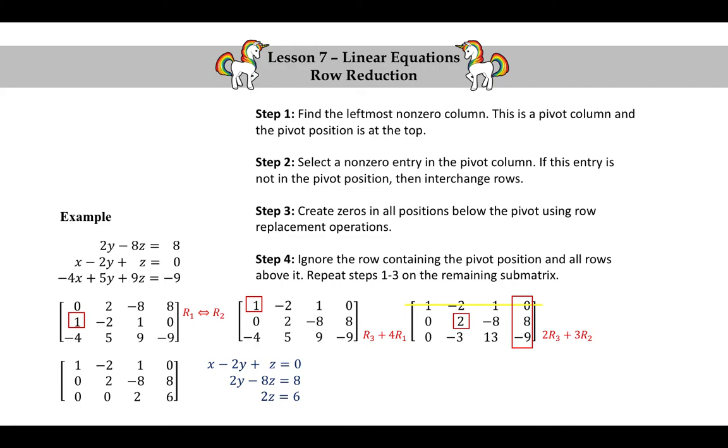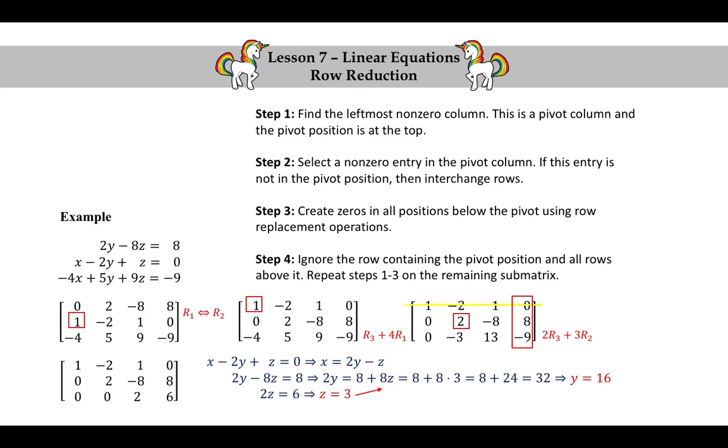So I'm going to start with the third equation and divide each side of that equation by 2 to get z equals 3. Now to the second equation. We have 2y is 8 plus 8z. Replace z by 3, and we get 8 plus 8 times 3, which is 8 plus 24, or 32. So we have 2y equals 32. Dividing by 2 gives us y equals 16. And now the first equation, x is equal to 2y minus z. Replace y by 16 and z by 3, and we get 2 times 16 minus 3, which is 32 minus 3, or 29.